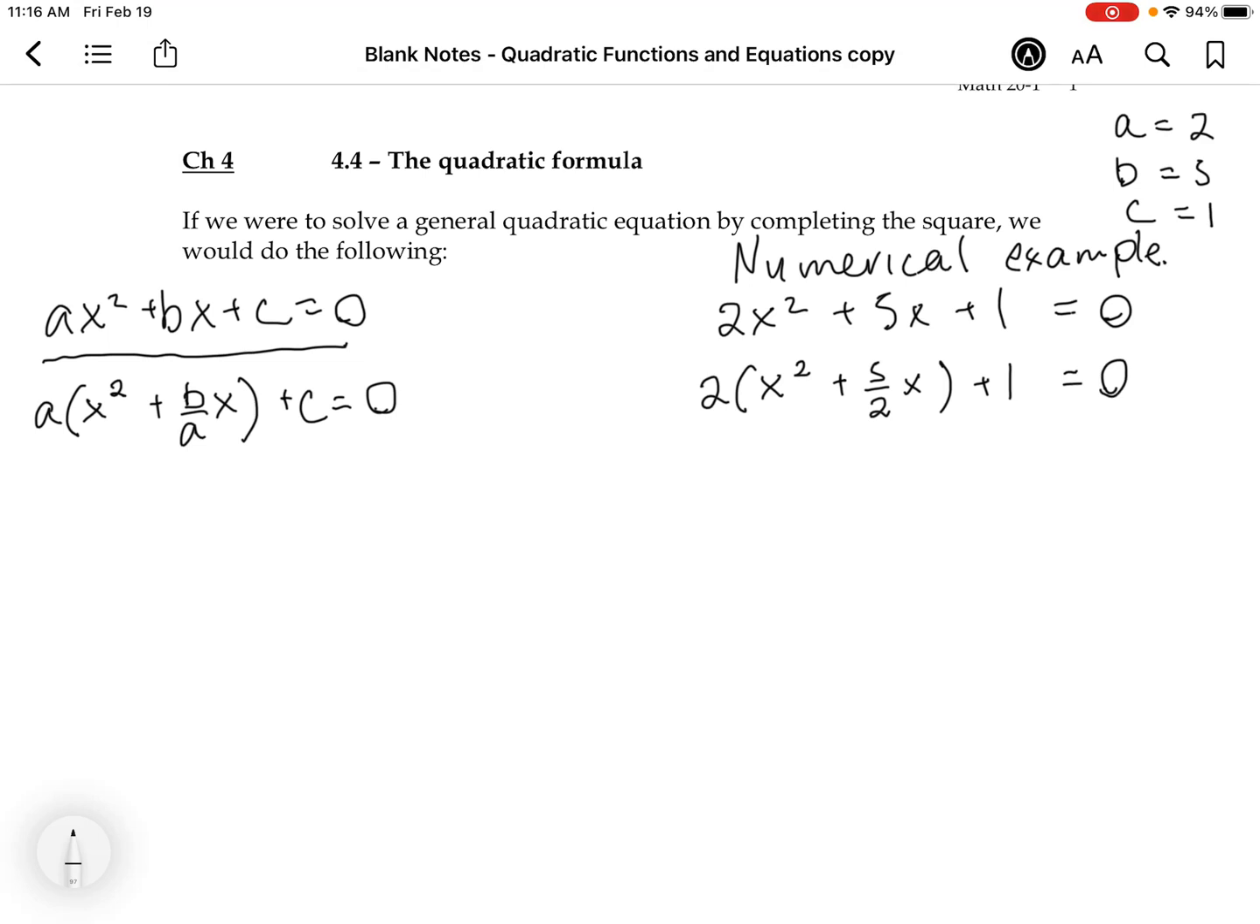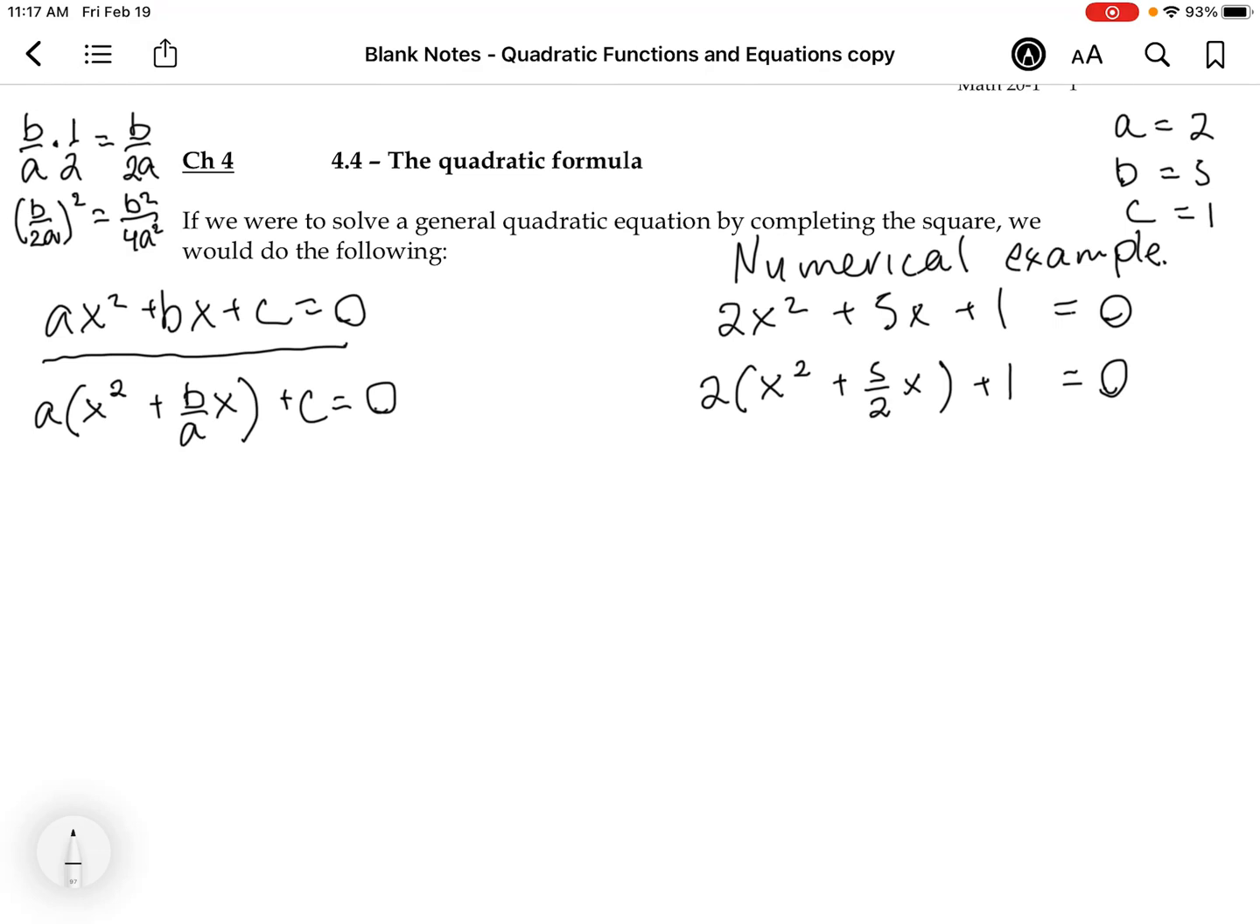Okay, now what I have to do is I have to complete the square inside this bracket. So I have to take half of the coefficient of x. Well, half of that, I'm going to do this up here, b over a times a half is b over 2a, okay? When I square that, I get b squared over 4a squared, right? Because 2a times 2a is 4a squared, okay?